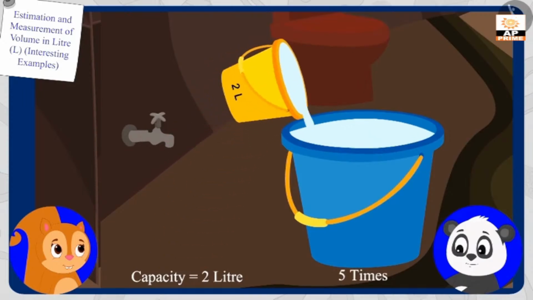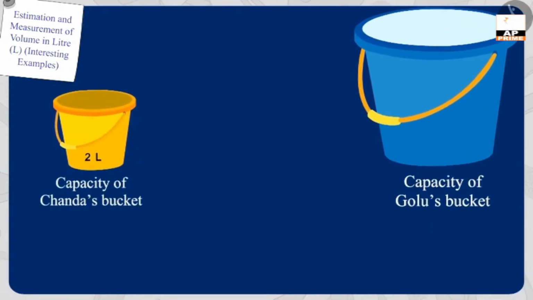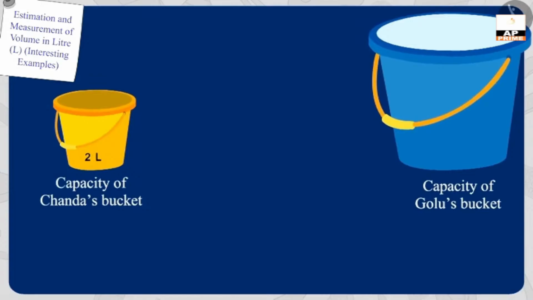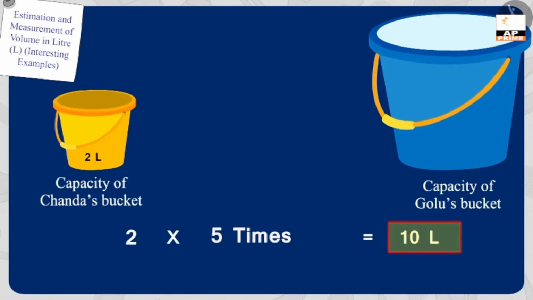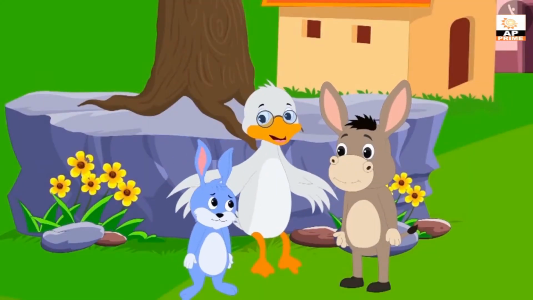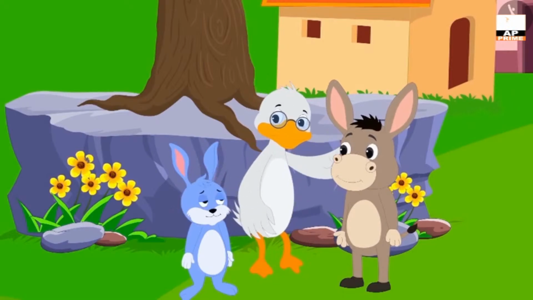In this way, the capacity of Golu's bucket will be 5 times 2, which is 10 liters. Bunny's answer is absolutely correct. Your answer is absolutely right, Bunny.